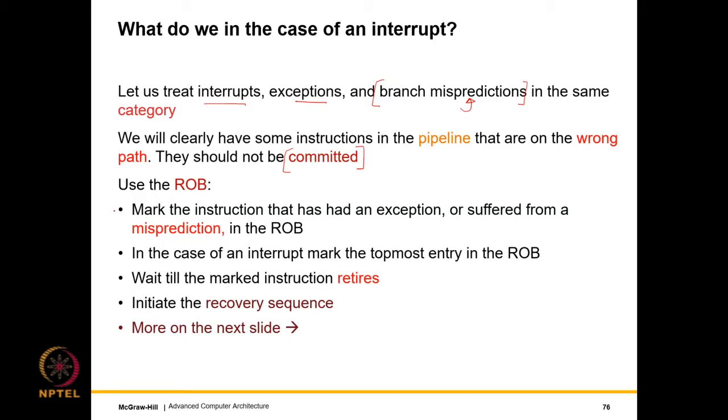Now using the ROB, well, let's look at using the ROB primarily for branch mispredictions. The others are simpler to handle. So whenever an instruction has an exception or suffers from a misprediction, we mark it. So for example, if a certain branch is mispredicted, all that we do is we just mark it. We don't do anything else. So we can either mispredict the outcome or the branch target, but all that we do is we just mark it.